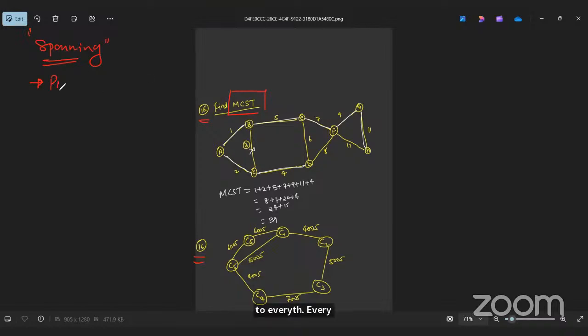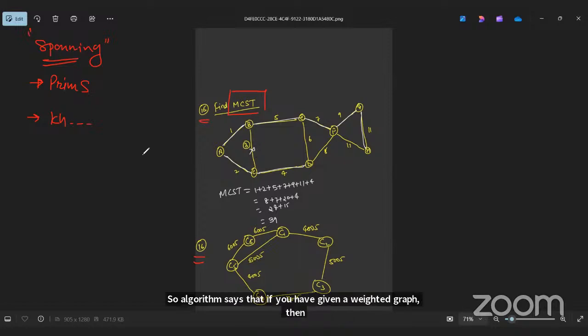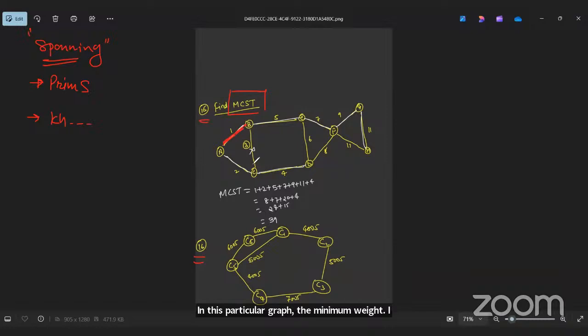For spanning tree, we have two algorithms. First is Prim's algorithm. Second is Kruskal's algorithm. Okay, so Prim's algorithm says that if you are given a weighted graph, then choose the minimum weight edge in your graph. For example, here in this particular graph, the minimum weight edge is this edge, right? So I'll consider my tree to grow from this one. I'll consider these two vertices and this edge.